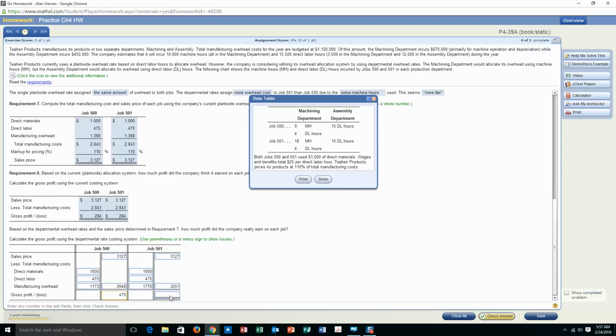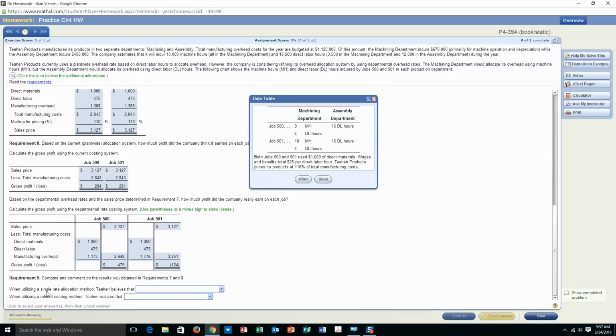And now it shows you why you probably want to use a department rate, because one job is actually showing a negative number, which you can show with parentheses or a negative sign. And that's the whole point, to show you the difference between what the gross profit is using one type of allocation versus the other. And just to finish this off, utilizing a single rate allocation, the company believes that both jobs are equally profitable. When you use the departmental rates, it shows that job 500 is profitable, but job 501 is not.